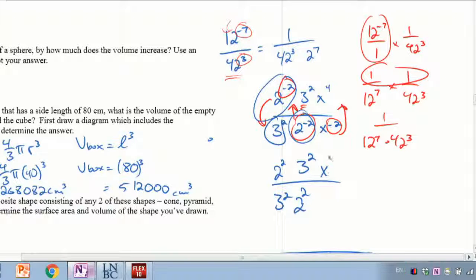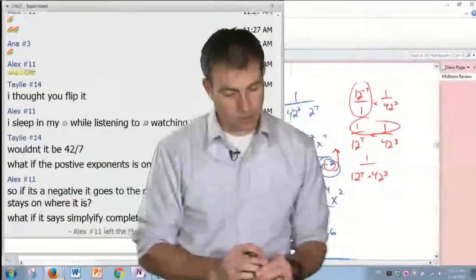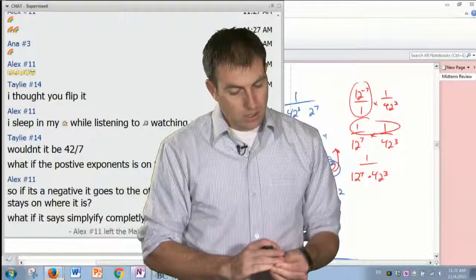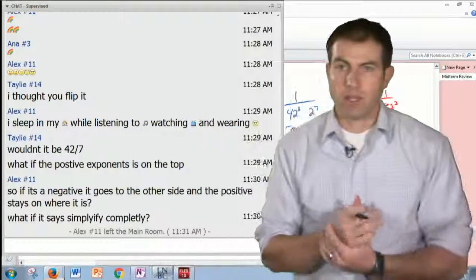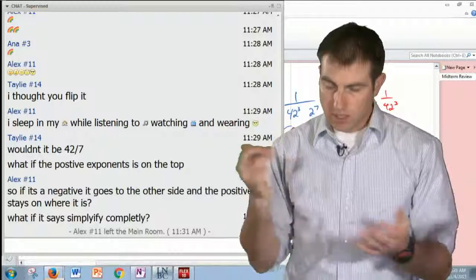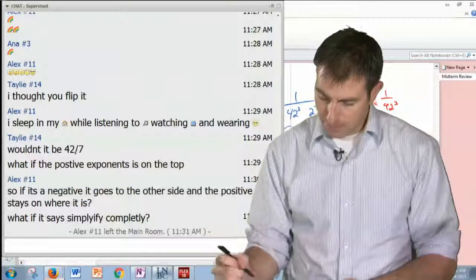I had this x to the 4, which was positive up top, and then this x to the negative 2 is now going to become a positive 2 on the top. And then we can simplify it. We say, okay, 3 to the 2 cancels with 3 to the 2, 2 to the 2 cancels 2 to the 2, and I end up with x to the 6, adding my exponents. So that's kind of the next step of simplifying that sort of question. Hopefully that helps. What if it says simplify completely?